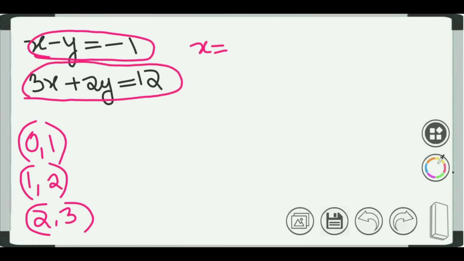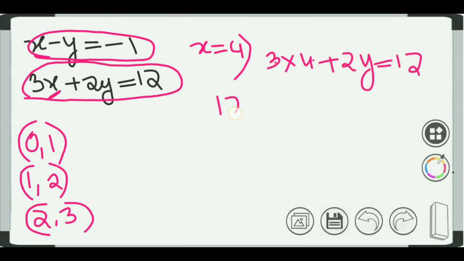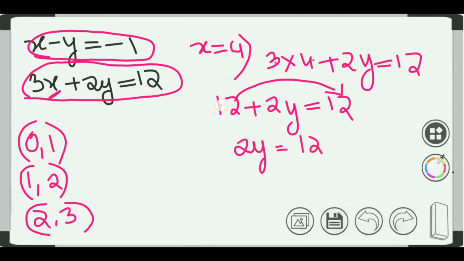We have formed 3 points for equation number 1. Now come to the second equation. In the second equation, I am putting the value x is equal to 4. What is y? If x is equal to 4, I am replacing this x by 4. 3 into 4 plus 2y equal to 12. 4 3s are 12. 12 plus 2y equal to 12. I am taking this 12 to this side. 2y equal to 12 minus 12, which is 0.